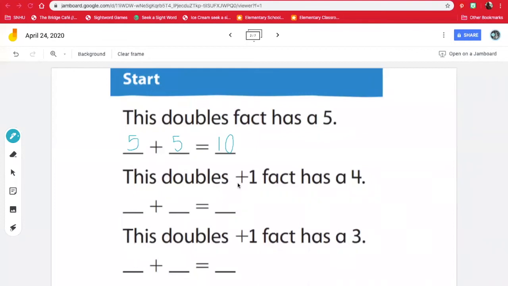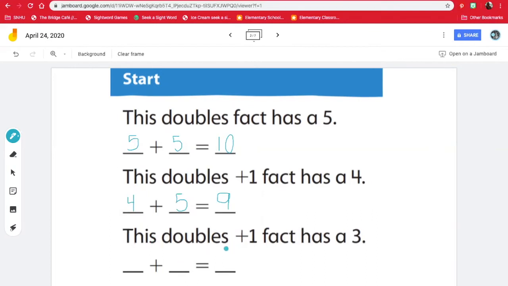This doubles plus 1 fact has a 4. So that means on one of these blanks, we're just going to add 1 to the number. So if it has a 4, let's put a 4 first, and then it's a doubles plus 1. So that means the 4 plus 1, so it would be 5. And we have 5 plus 5 equals 10, and we just made it 1 less here. So 1 less than 10 is 9. 4 plus 5 is 9.